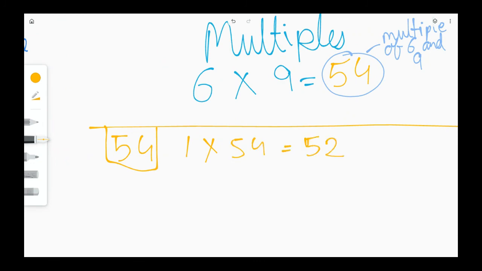Can you divide? Okay, sorry, not 2. My bad. Now, can we multiply it by 2? 2 times something that equals 54? Yes, I think there's something.